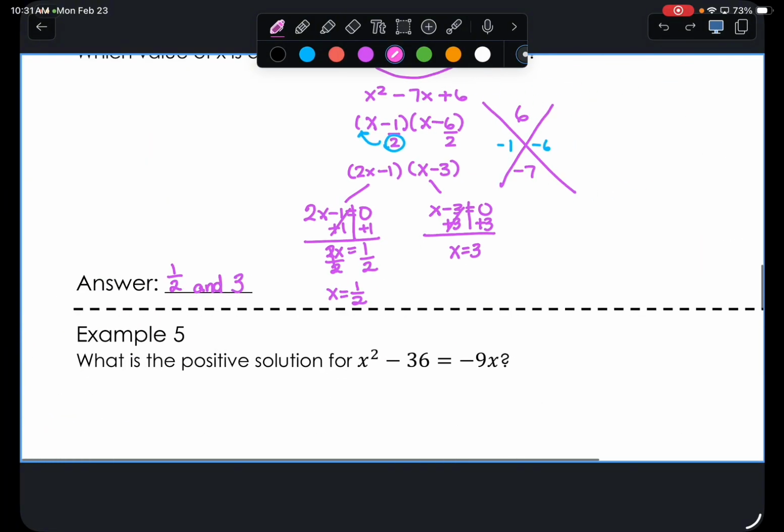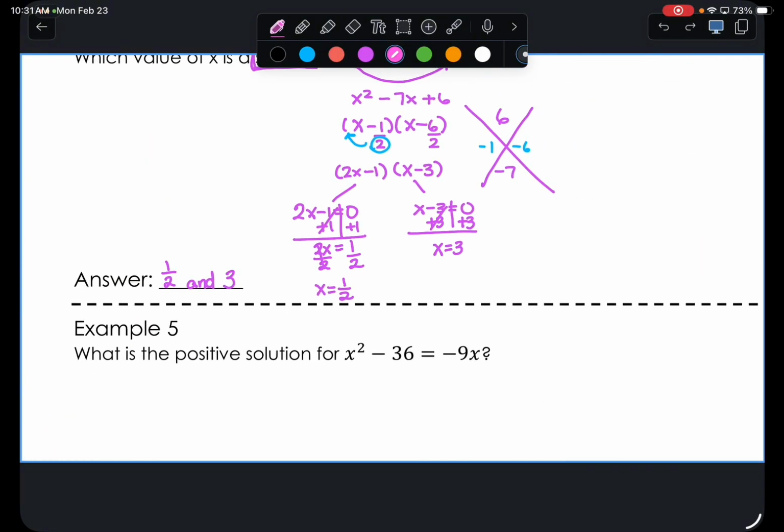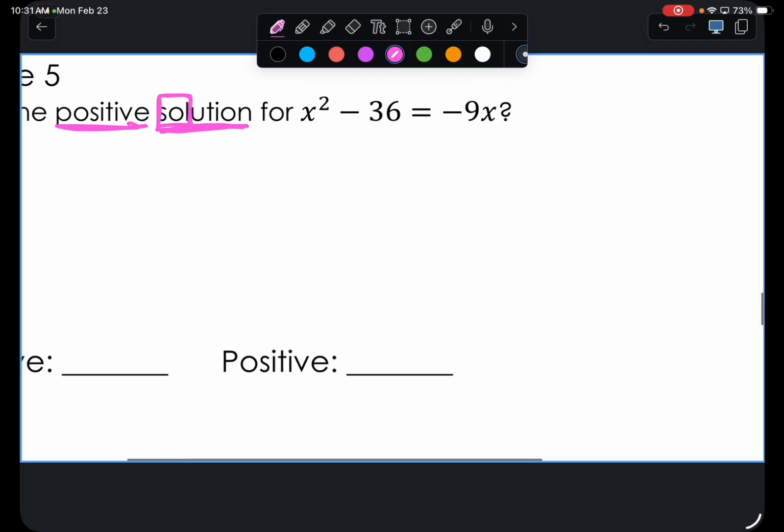All right, example 5. This question is asking specifically, it does ask for the solution, so that means we have to factor and solve, but they only want part of the answer. What part? The positive solution. Okay. Now, the first thing you check is to make sure what? Everything's on the same side. Is it? No. So what do we do with 9x? You have to add it back to the other side. So plus 9x. Okay, we get x squared plus 9x minus 36.